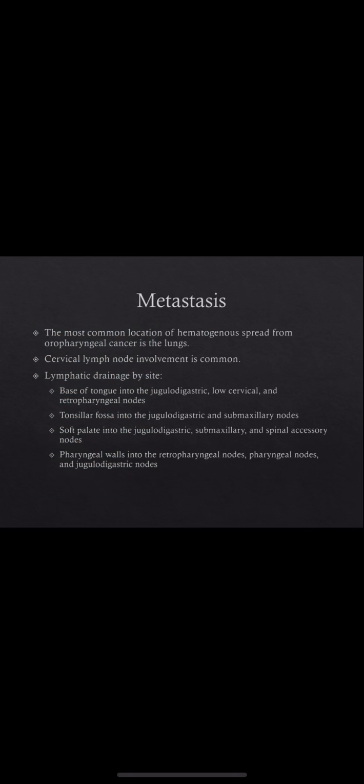The most common location of spread is going to be in the lungs. Cervical lymph node involvement is also common, and lymphatic drainage by site depends on these: base of tongue into the jugulodigastric, low cervical, and retropharyngeal nodes; tonsillar fossa into the jugulodigastric and submaxillary nodes; soft palate into the jugulodigastric, submaxillary and spinal accessory nodes; and pharyngeal walls into the retropharyngeal nodes, pharyngeal nodes, and jugulodigastric nodes.